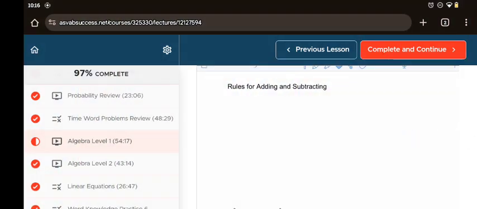So today what I want to go over with you are the rules for algebra. So we're going to start with the really basic stuff. We're going to understand how to work with variables, adding, subtracting, just the basic stuff, and then we'll go from there, okay? We're going to build on that. So first things first, rules for adding and subtracting variables.